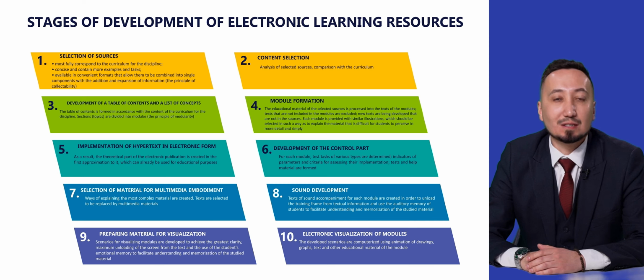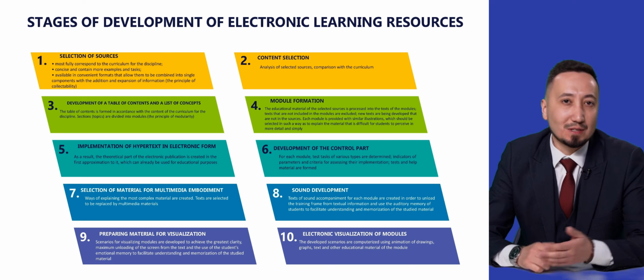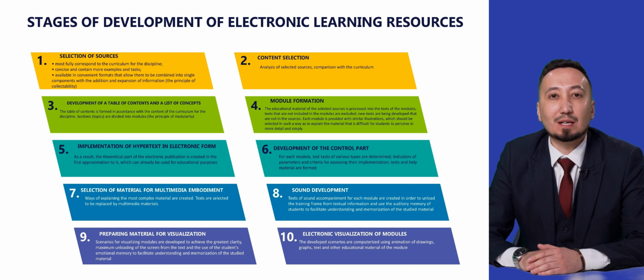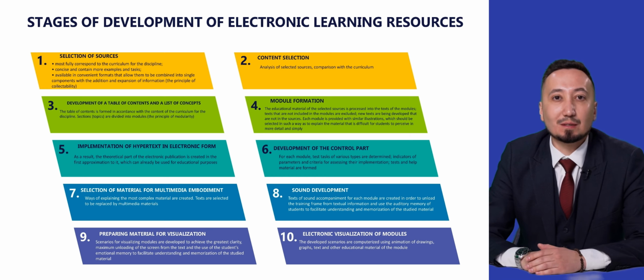The next stage is the stage of selecting material for multimedia embodiment. Here, ways of explaining the most complex material are created. Texts are selected to be replaced by multimedia materials. At the stage of developing the sound accompaniment, texts of sound accompaniment are created for each module in order to unload the training frame from textual information and use the auditory memory of students to facilitate understanding and memorization of the studied material. And next, there is the preparation of material for visualization.